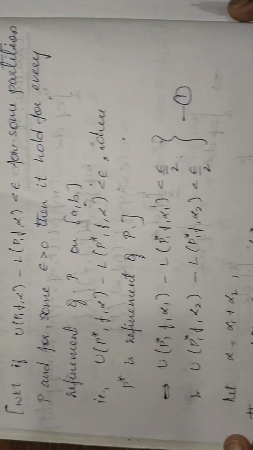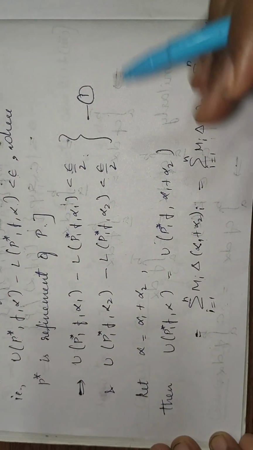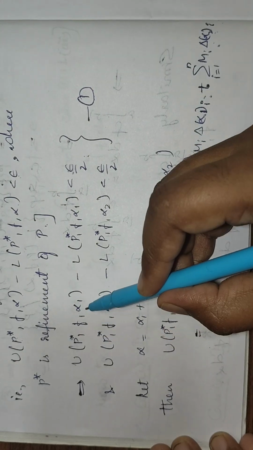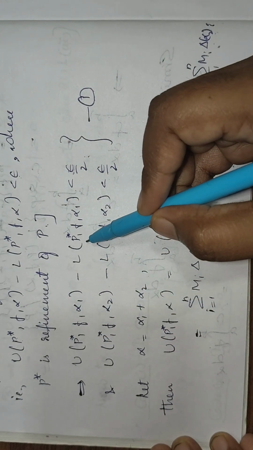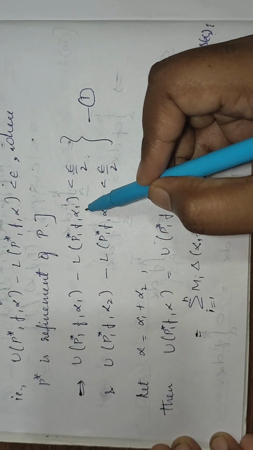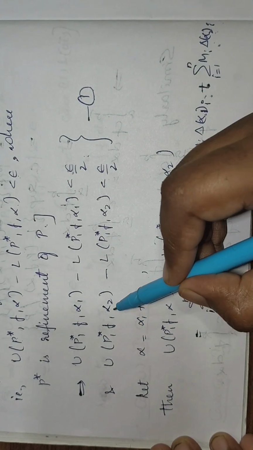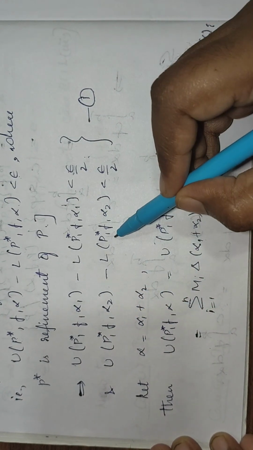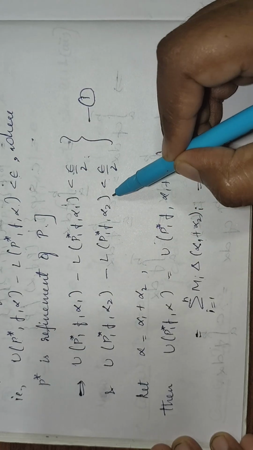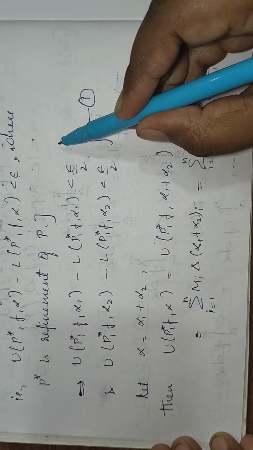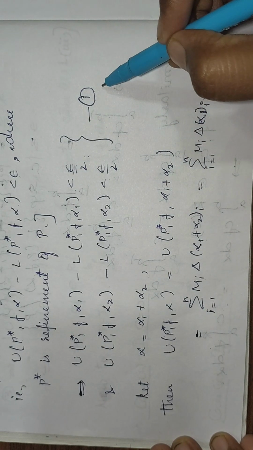So in that way, we have U(P star, f, alpha 1) minus L(P star, f, alpha 1) less than epsilon by 2 and U(P star, f, alpha 2) minus L(P star, f, alpha 2) less than epsilon by 2. And we'll name this as equation 1.